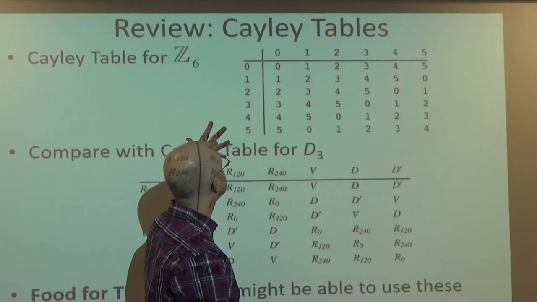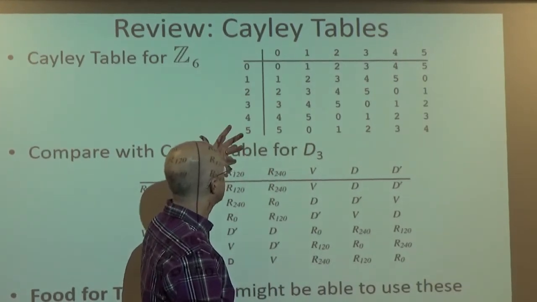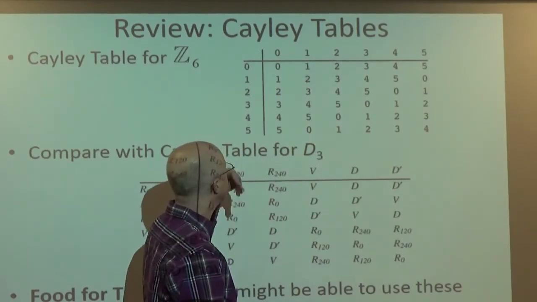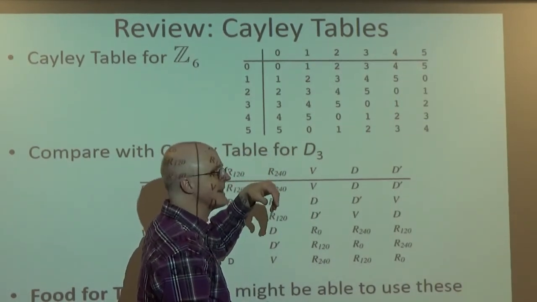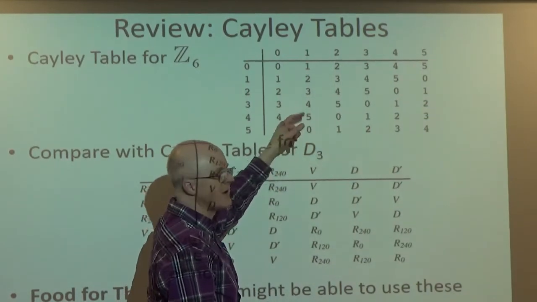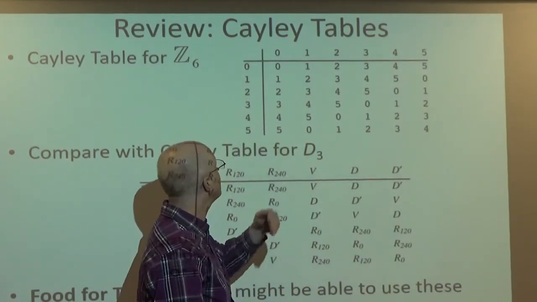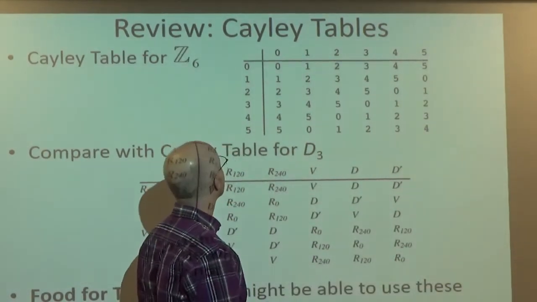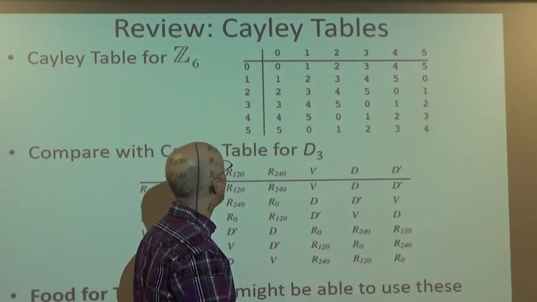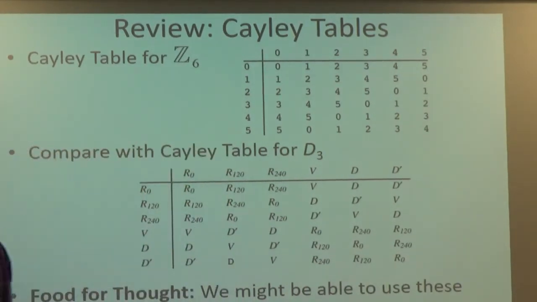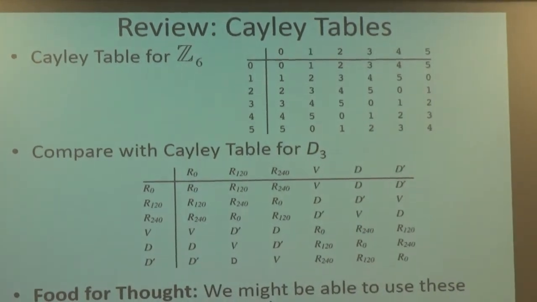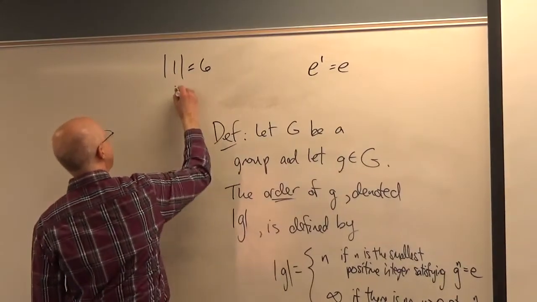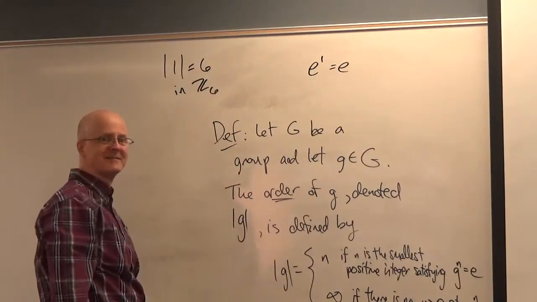What's the order of 1? Think additively. 1 plus 1 is 2, not 0. 1 plus 1 plus 1 is 3, not 0. 1 plus 1 plus 1 plus 1 is 4, not 0. It's only when you get to 1 plus 1 plus 1 plus 1 plus 1 plus 1, six ones, that you get back to 0. The order of 1 is 6. And we write an equation like this, which looks really weird, doesn't it? Add in Z6.